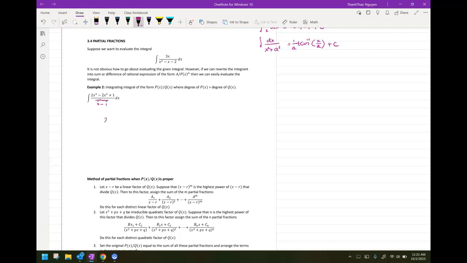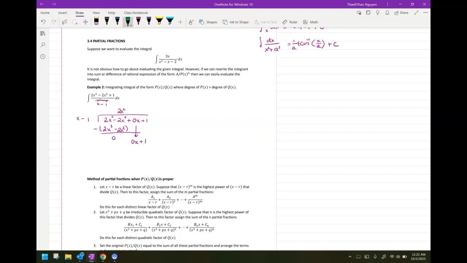So we take a look to see how many times x minus 1 goes into 2x cubed minus 2x squared plus 0x plus 1. How many times does x minus 1 go into that? So 2x cubed divided by x minus 1 gives 2x squared. Multiply it back, 2x cubed minus 2x squared, subtract, and this gets 0. We bring the leftover down, 0x plus 1.